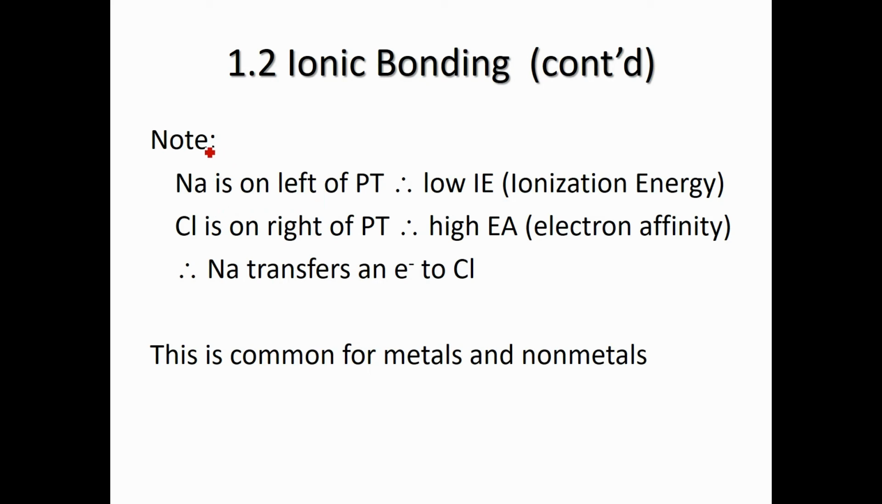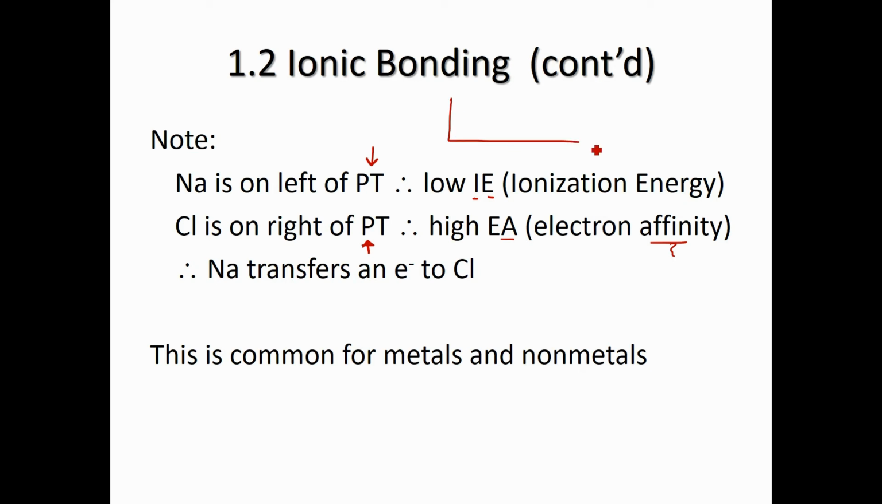Okay, now note that sodium is on the left of the periodic table, PT, and therefore it has low ionization energy, IE, which means it easily loses the electron. It doesn't take much energy to lose the electron. Chlorine is on the right side of the periodic table, PT. It has high electron affinity, which means it really wants to grab an extra electron.